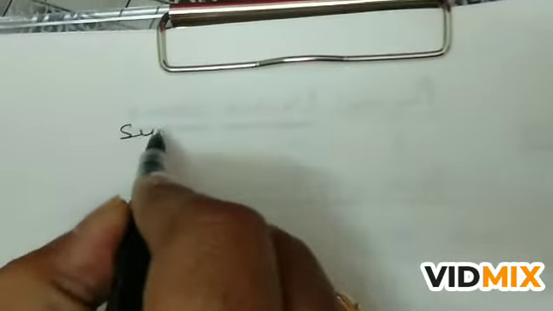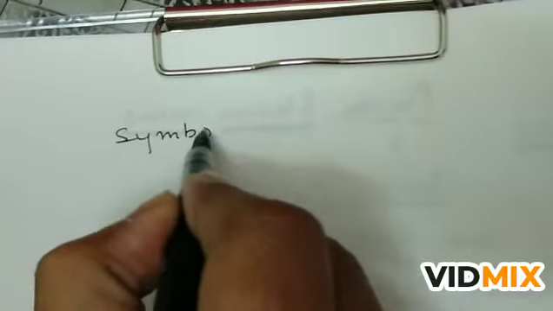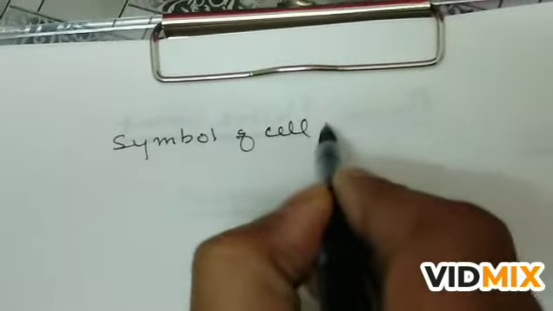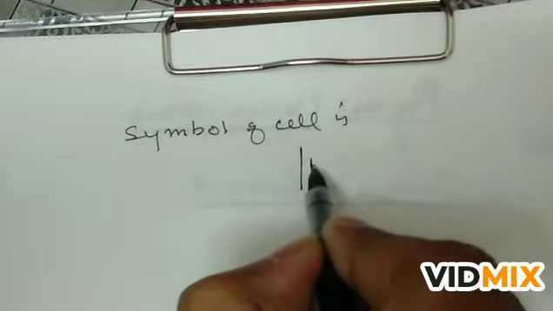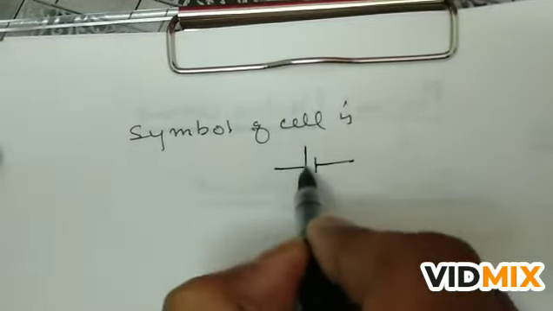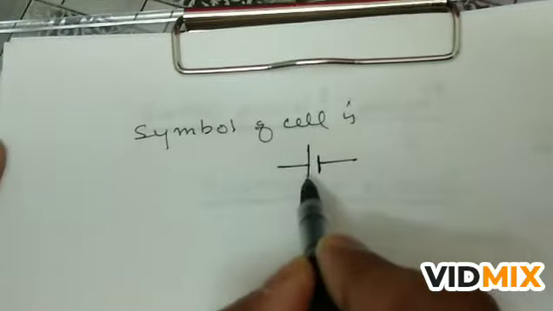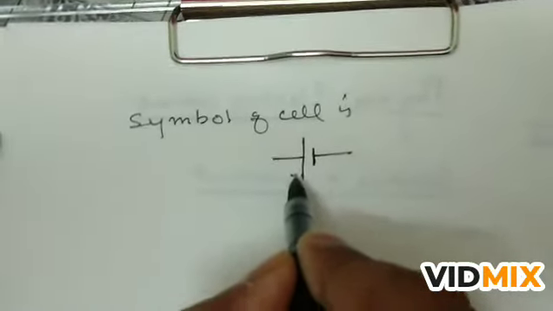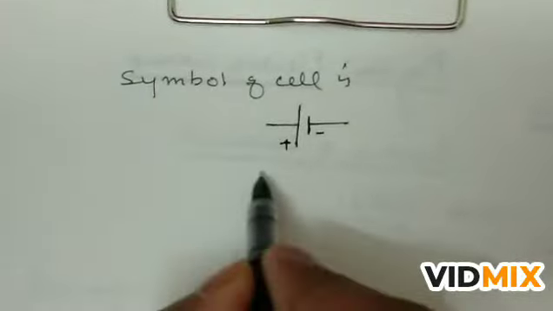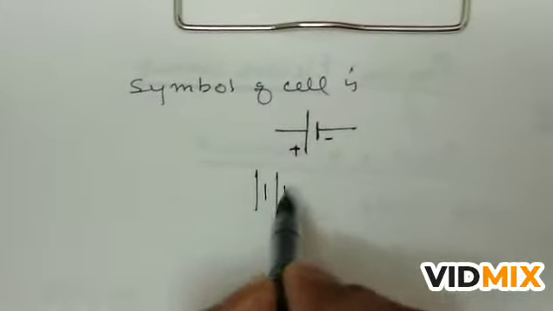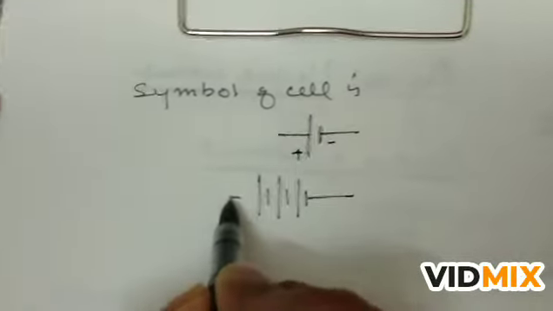The symbol of cell is, I had told in the previous video also, one big line positive and one small line negative. This is the symbol of cell. And the symbol of battery is, combination of cells is known as battery.